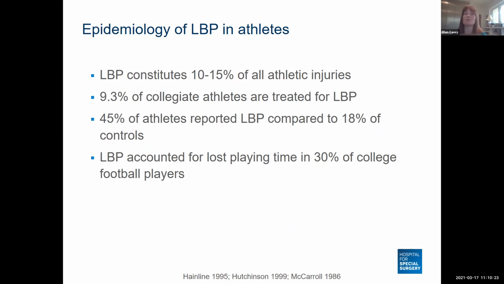But what we know is that low back pain constitutes about 15% of all athletic injuries. Almost 10% of collegiate athletes report being treated for low back pain at any given time in college or across a competitive season. There are some studies that suggest that sports is a risk factor for low back pain, like this one that shows that 45% of athletes report low back pain compared to 18% of the sedentary population. However, we also know that being sedentary is not ideal for the spine. So it's certainly not a reason to participate in sports, but yet another example that this is common.